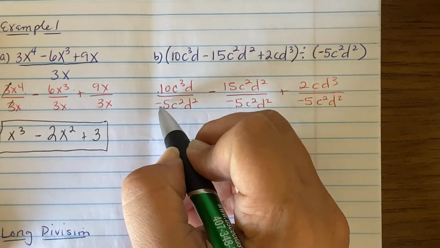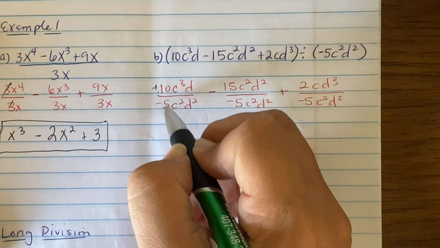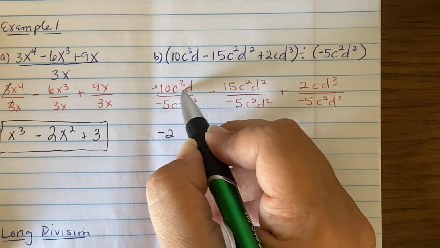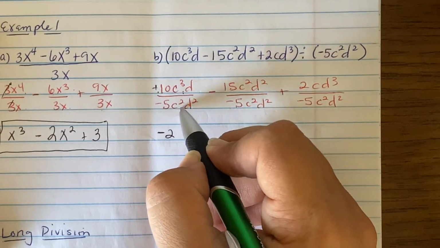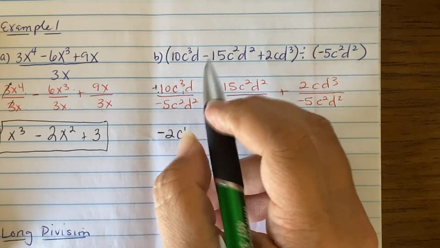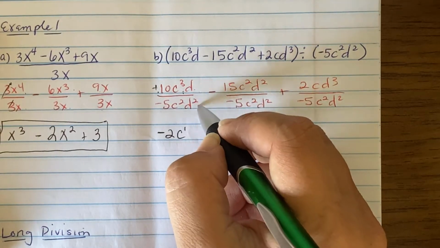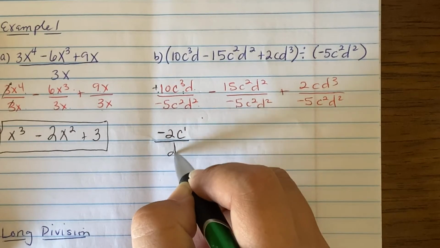So it's a positive 10 and a negative 5. 10 divided by negative 5, that is negative 2. C's, the bigger number is in the numerator. So 3 c's take away 2, I have 1 of them. D's, the bigger number is on the bottom. So 1 take away 2 means I left a d in the denominator.